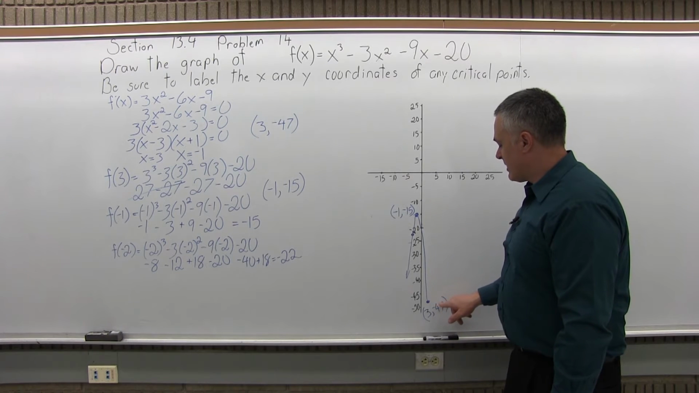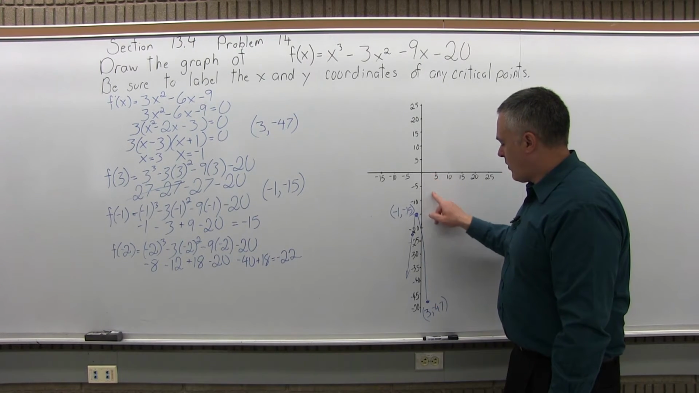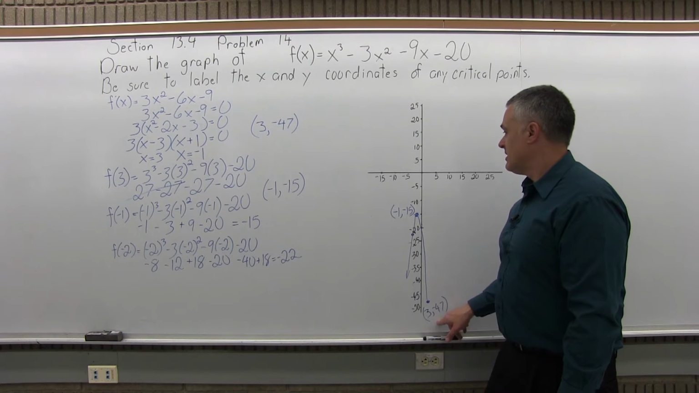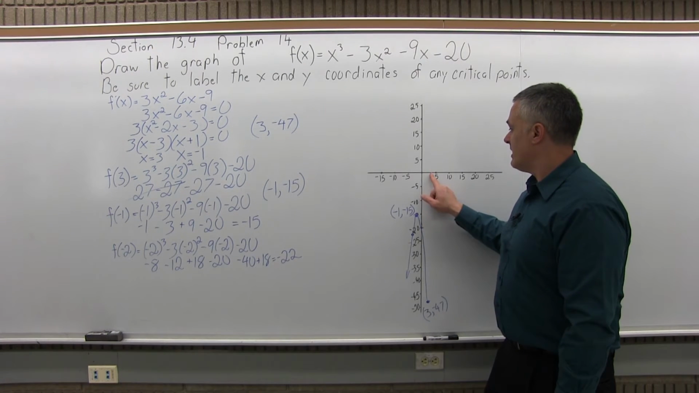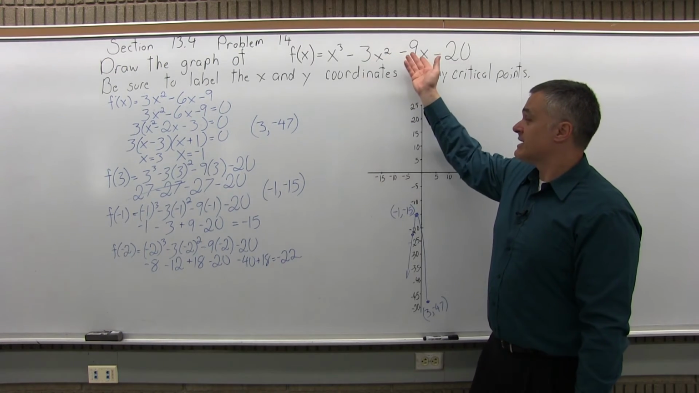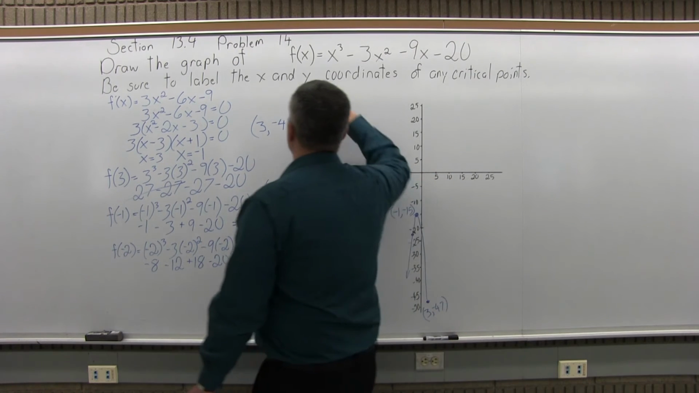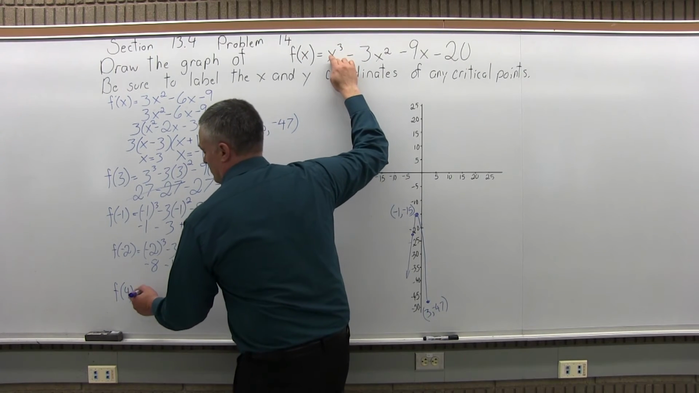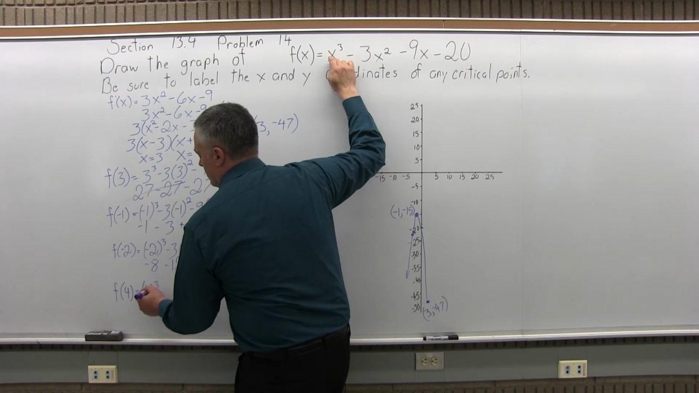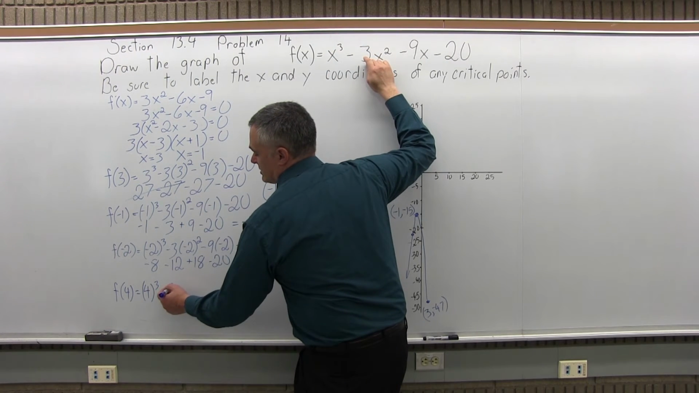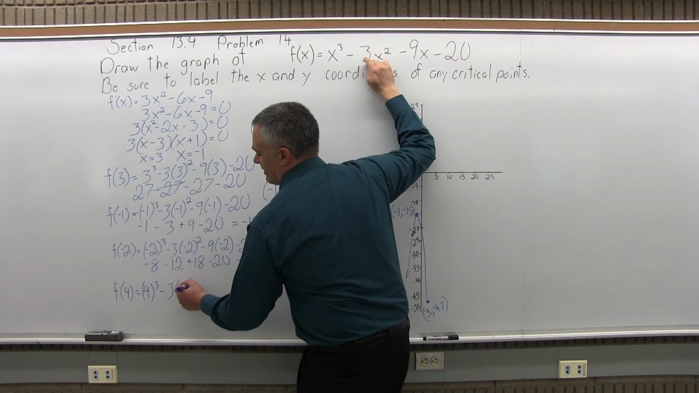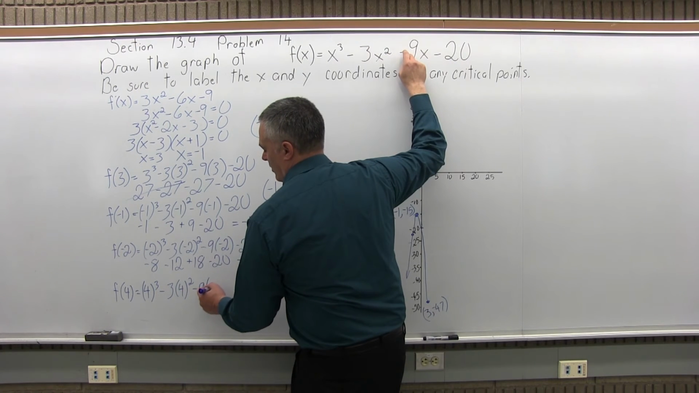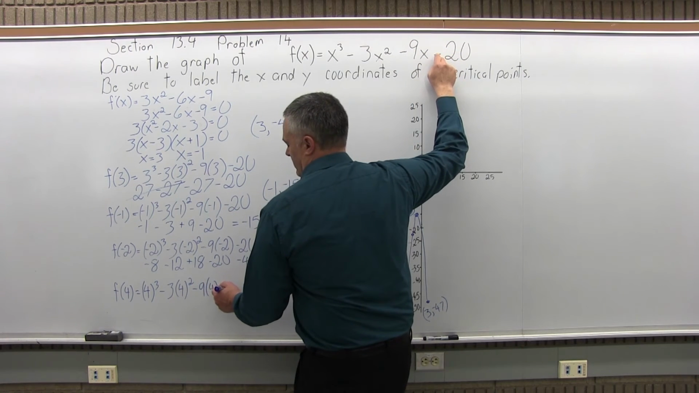When I go over 3 and down 47, what happens if I go over 4? Is the height of my function a little above or a little below that critical spot? So let's put in a 4 and see what happens. So again, that'd be positive 4. So put it in for x and f of x and see what type of height you get. So f of x will become f of 4. The x cubed becomes 4 cubed. Minus 3x squared will be minus 3 times 4 squared. And then minus 9 times x will be minus 9 times 4. And then minus 20 on the end.